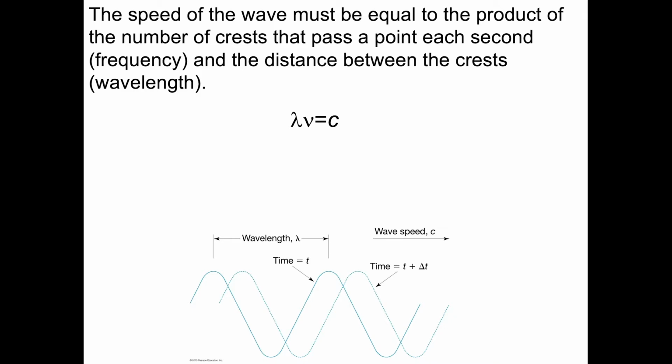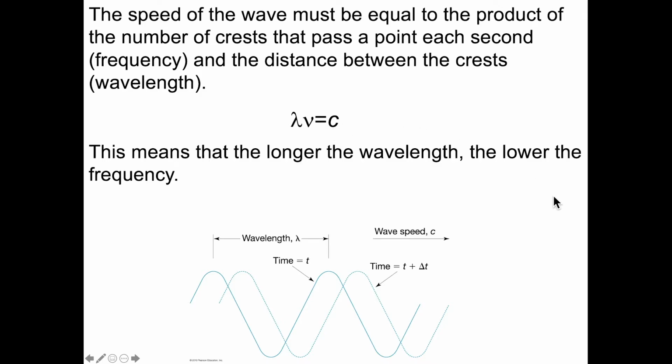The speed of the wave must be equal to the product of the number of crests that pass a point each second, that's the frequency, and the distance between the crests, which is known as the wavelength. So we can describe that here as lambda nu being equal to the speed of light, or c. This means the longer the wavelength, the lower the frequency. This has important implications for us in our world today, as you'll see.